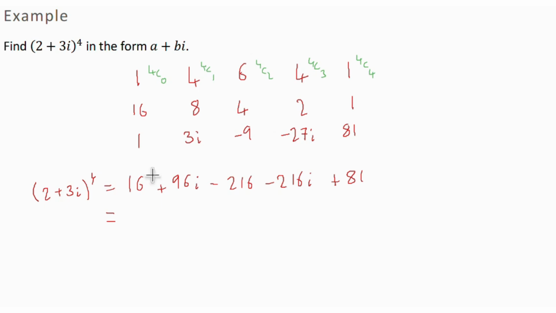Simplifying this, we have the 16, the minus 216, and the 81 gives us minus 119. And then we have 96i minus 216i gives me minus 120i. And we can simplify this down into this form, which is what we want. This is a complex number, because of those powers of i always simplifying down to either a real number or an imaginary number. And notice that that means raising this complex number to the power of 4 gives us a complex number as our answer.